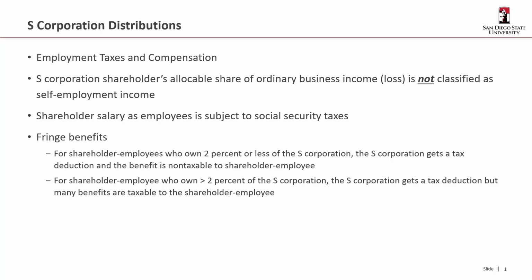Fringe benefits are severely limited for certain S Corporation shareholders. For example, for shareholder employees who own 2% or less of the S Corporation, fringe benefits work the same way as they do for any other employee. However, for shareholder employees who own greater than 2% of an S Corporation, the S Corporation gets a tax deduction, but most of the benefits are in fact taxable to the shareholder employee.